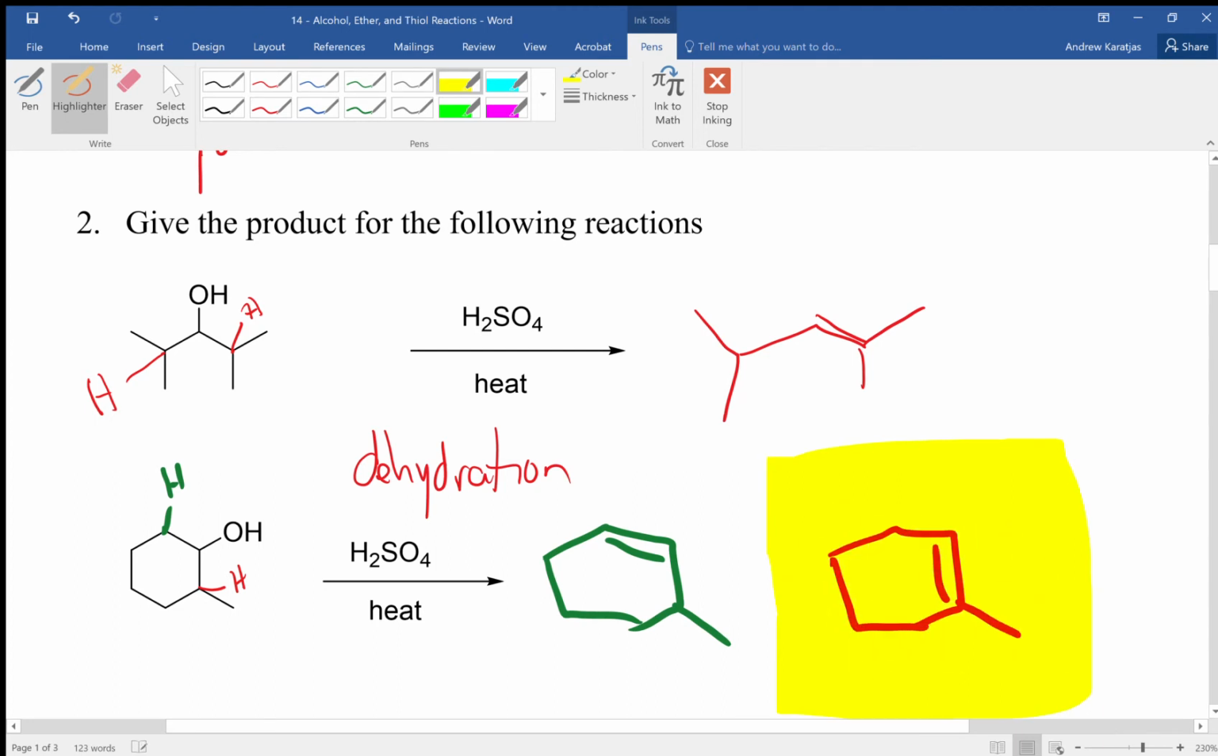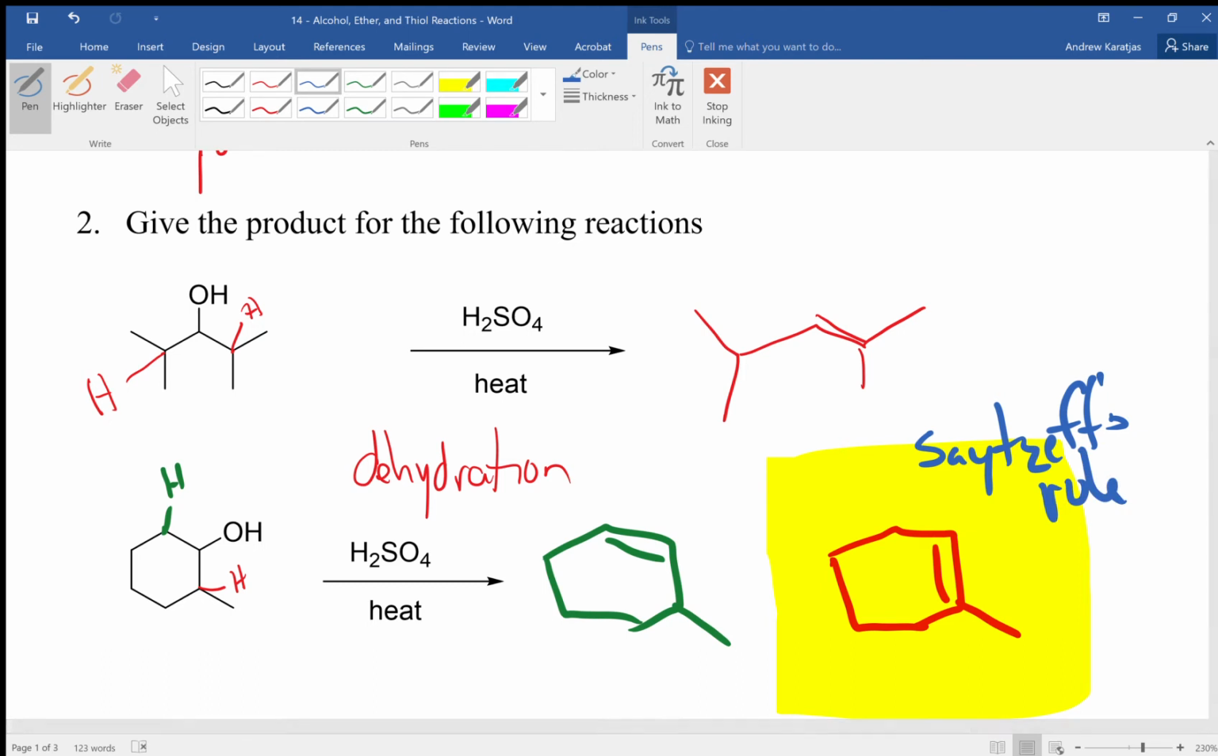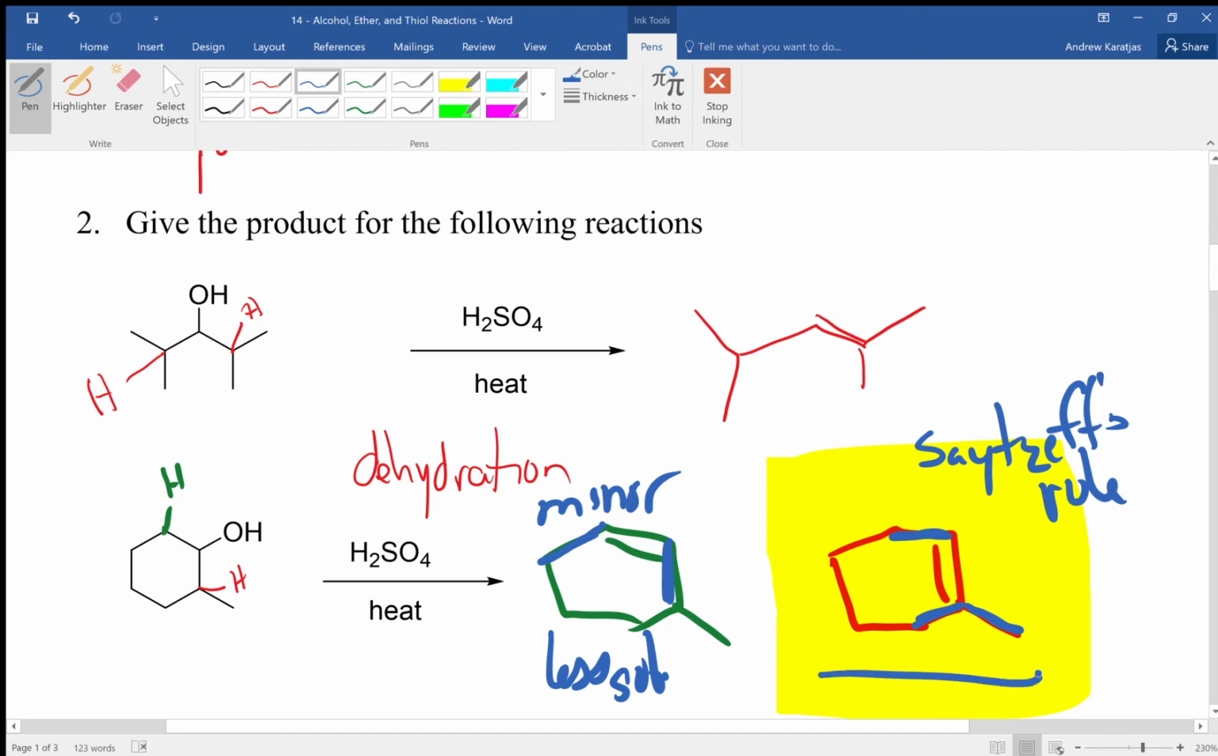Why is that? Well, remember, according to Zaitsev's rule, in an elimination reaction, the more substituted alkene is favored. The molecule on the right, the alkene, has 1, 2, 3 substituents, whereas on the left, this alkene only has 2 substituents. So this is less substituted, and therefore it's going to be the minor product. And the one with the more substituted alkene will be the major product.